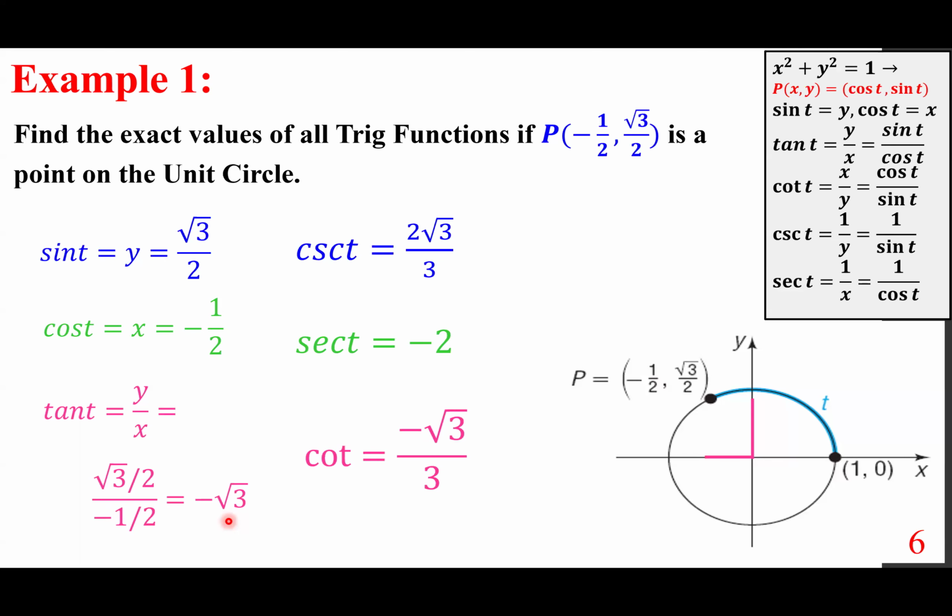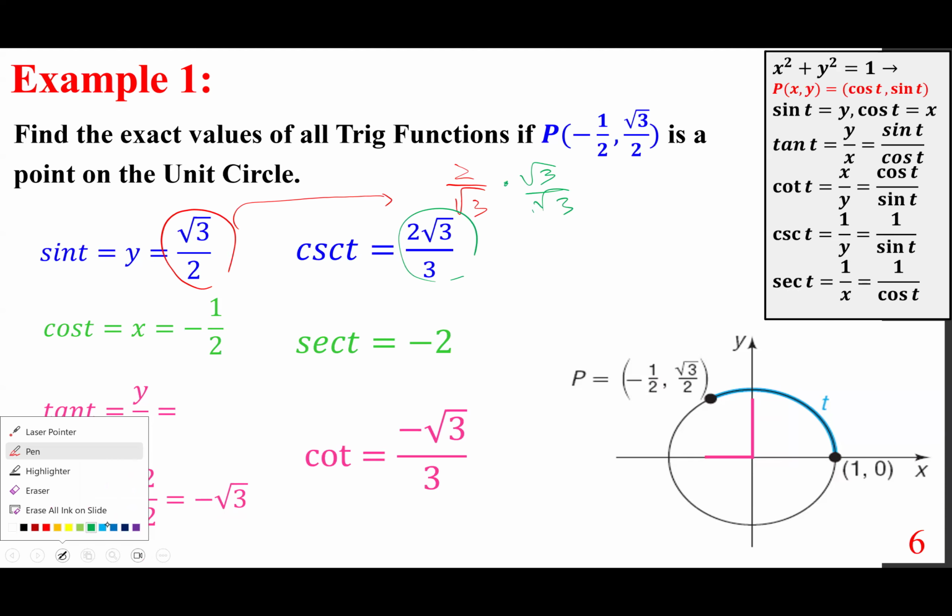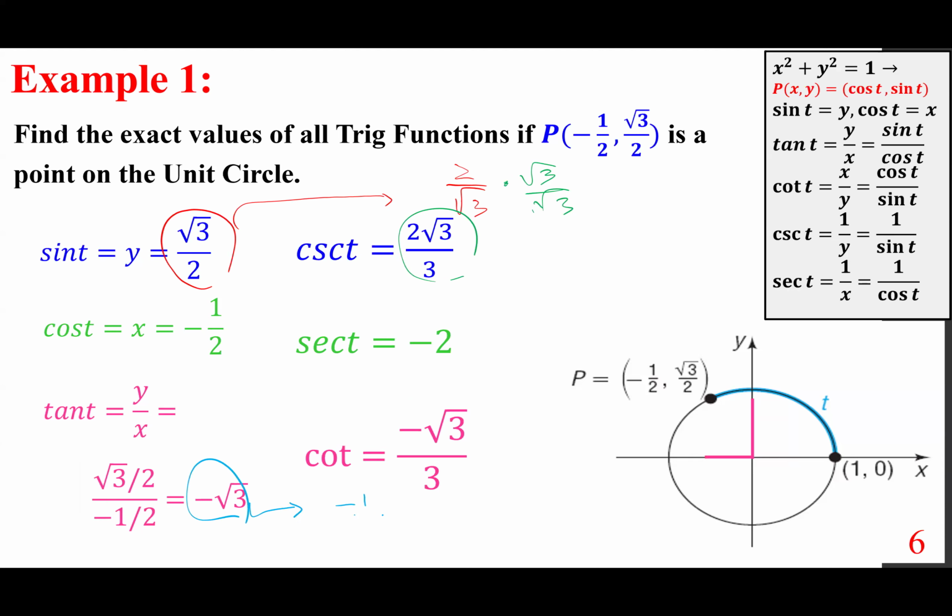And I want to show you a couple of things here. This one, the reciprocal is 2 over square root of 3. So you multiply by square root of 3 over square root of 3 to rationalize. This one, the reciprocal is -1 over square root of 3. You multiply it by square root of 3 over square root of 3 to rationalize. Very straightforward.